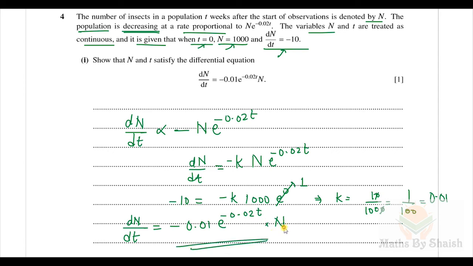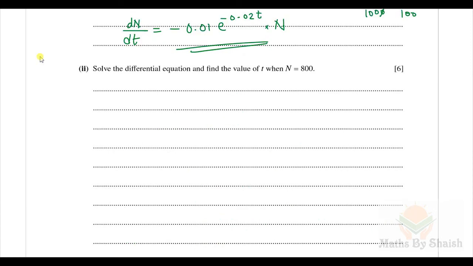And that's it for this. Let's do the next part of the same question. The second part is: solve the differential equation and find the value of t when n is equal to 800. So first of all, we have a differential equation here.